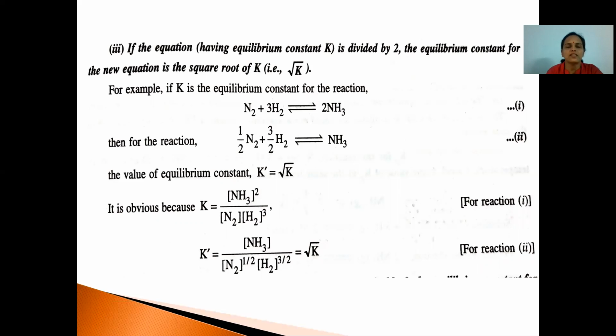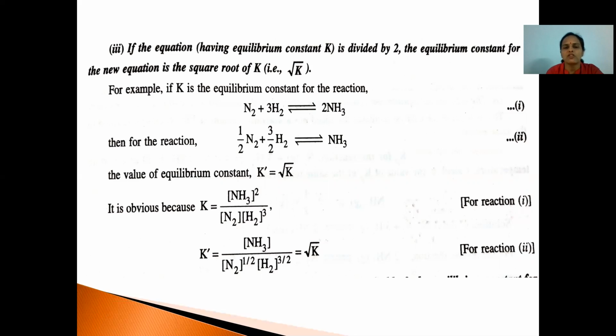The third characteristic is if the equation having equilibrium constant K is divided by 2, the equilibrium constant for the new equation is the square root of K, that is root over K. You can take the example N2 plus 3H2 gives 2NH3. Then for the reaction 1 by 2 N2 plus 3 by 2 H2 gives NH3, the value of equilibrium constant K dash is equal to root over K.